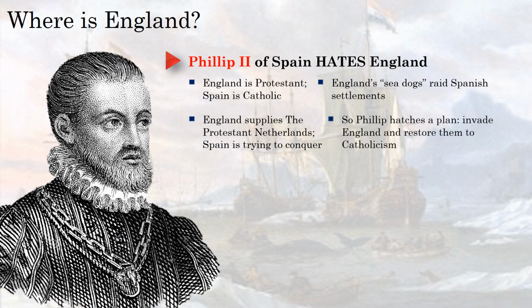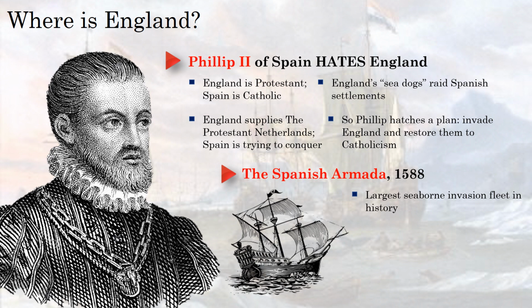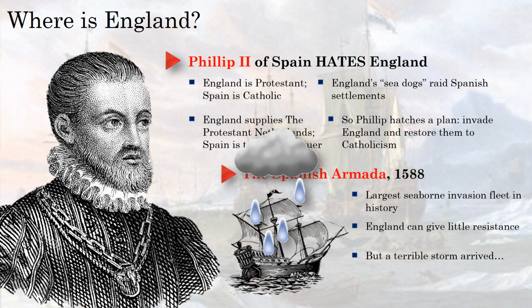And so Philip hatches a plan. Let's invade England, mainland England, and restore them to the Catholic faith. Well, to do this, he assembles the largest seaborne invasion fleet in history up to this point. It was called the Spanish Armada. And England can offer very little resistance to this well-supplied and well-trained fleet. But then what happens, to everybody's surprise, is that a terrible storm arrives.